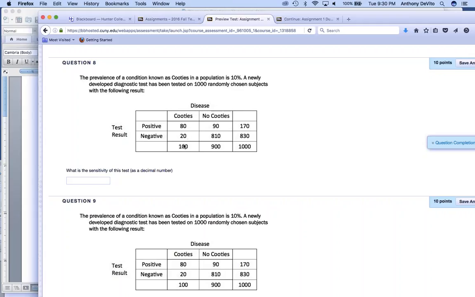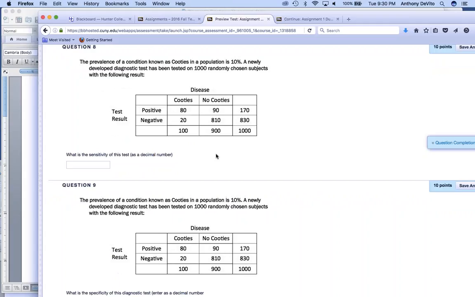Like in this test, 100 people have the condition. It correctly tests positive for 80 people out of 100. So the sensitivity of this test is 80%. What's the specificity of this test? Well, out of 900 people that don't have the condition, it gets it right 810 times. 810 over 900 is 90%. So the specificity is 90%. And the positive predictive value.